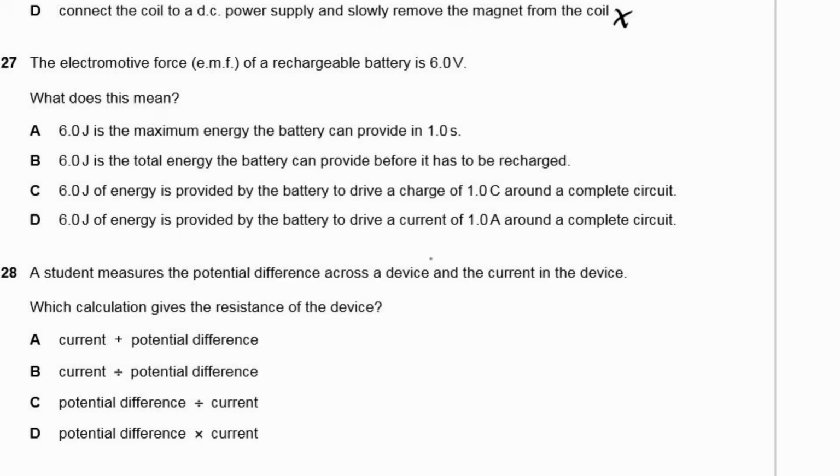27. The EMF of a rechargeable battery is 6 volts. What does this mean? Well, 1 volt equals 1 joule per coulomb. So which answer corresponds to that? A. 6 joules is the maximum energy the battery can provide in 1 second. No. B. 6 joules is the total energy the battery can provide before it has to be recharged. No. C. 6 joules of energy is provided by the battery to drive a 1 coulomb charge around a complete circuit. Yep, that's good. And D. 6 joules is provided by the battery to drive a current of 1 amp around a complete circuit. No. Because 1 amp is 1 coulomb per second.